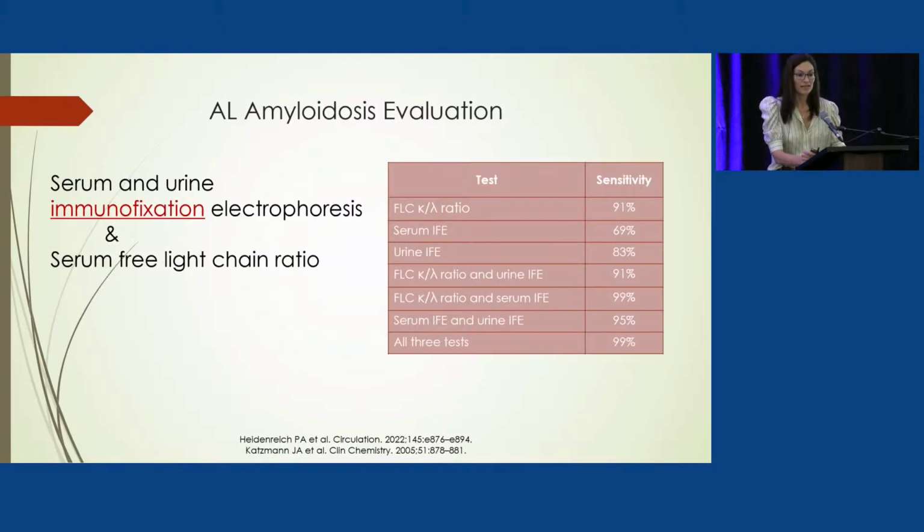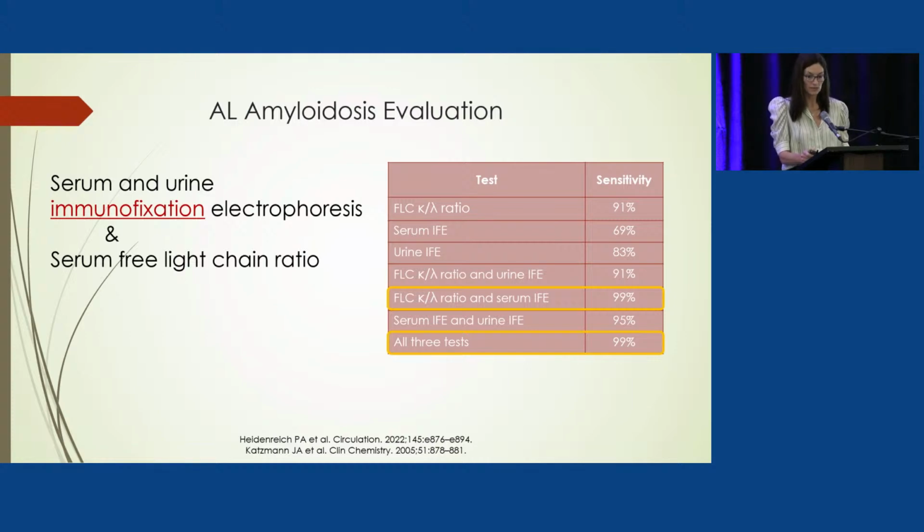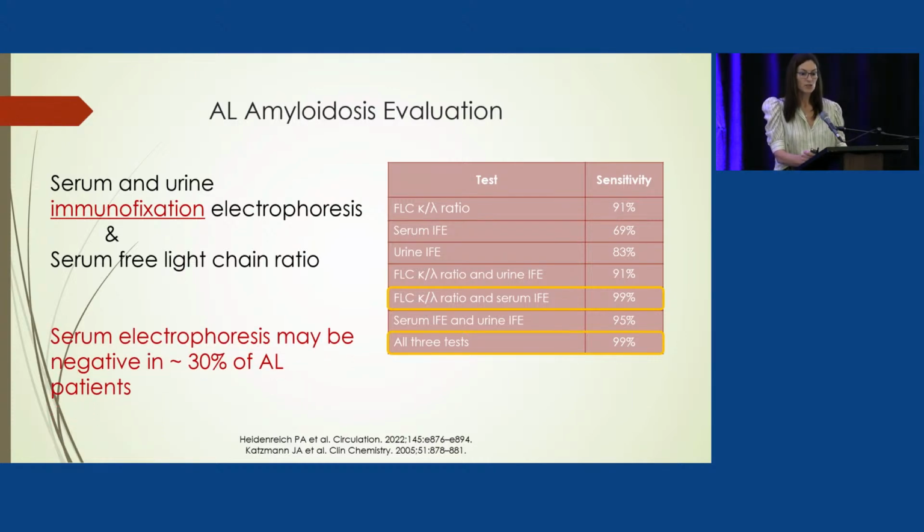So again, I just want to stress, it has to be serum and urine immunofixation electrophoresis that you send. And if you send all 3 tests, you have a 99% sensitivity for detecting AL amyloidosis. If you only send serum electrophoresis or urine electrophoresis with your free light chains, you could miss up to 30% of patients with AL amyloidosis because you may miss the monoclonal protein.